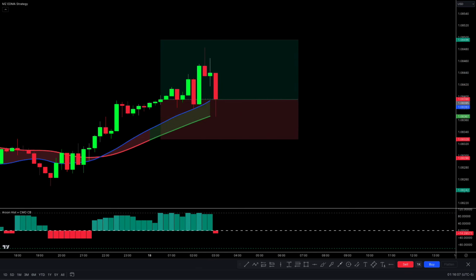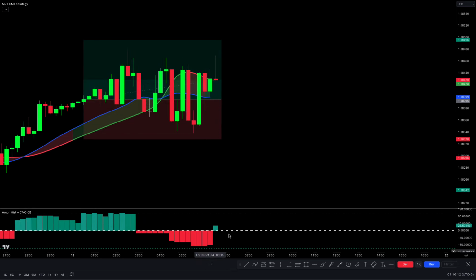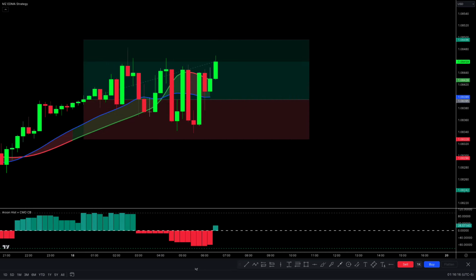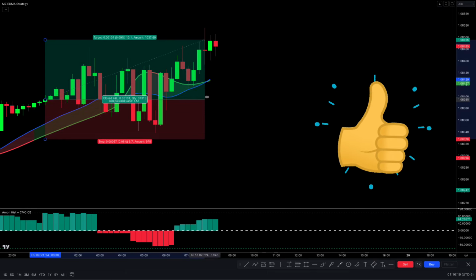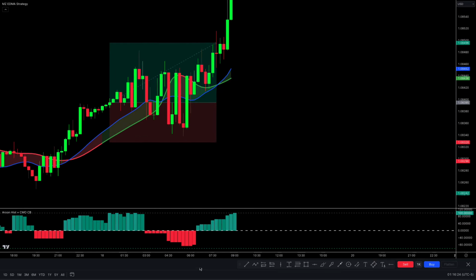Here the market has not touched either the stop loss or the target. The market has completely hit the target. I hope you have understood this trading setup. Let's find the next trade.